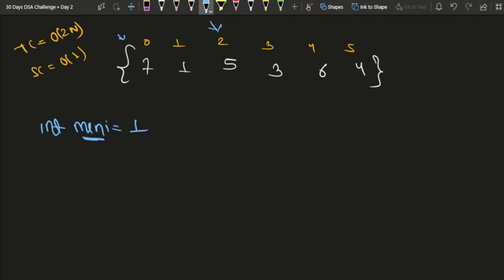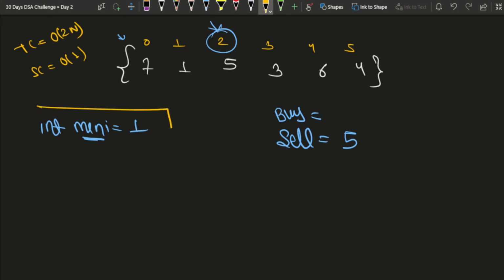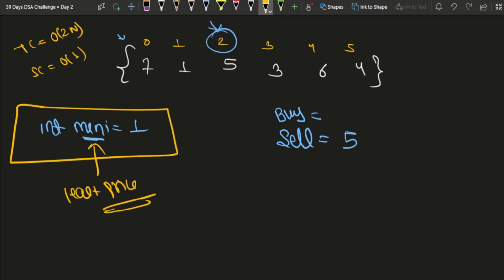Now let's say I moved to index number 2. If I decide to sell the stock on day number 2, I'll get 5 rupees. But before selling, I have to buy that stock also. So I will buy the stock when I get the minimum or the least price of the stock. What is the least price of the stock? It is 1 rupee. Just think that you buy the stock at 1 rupee and sell at 5 rupees. Then your profit will be 5 minus 1, which is equal to 4.